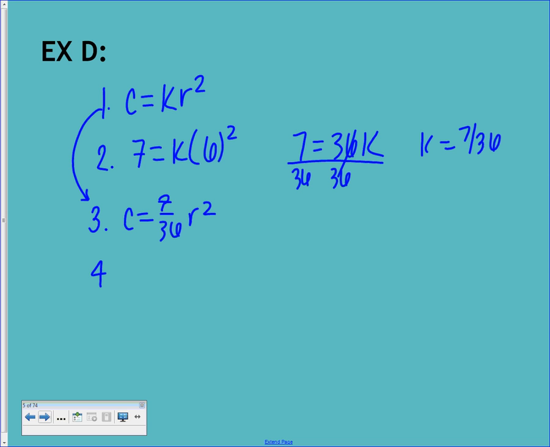And then step 4 says to solve. So the question is, what would the pizza with a 7.5-inch radius cost? So then I would simply plug in 7.5 for my r, and then plug it into my calculator, and you should get $10.94. Just remember to square the 7.5 before you multiply by your k value.